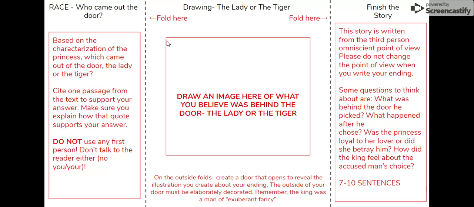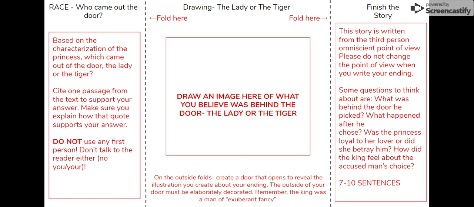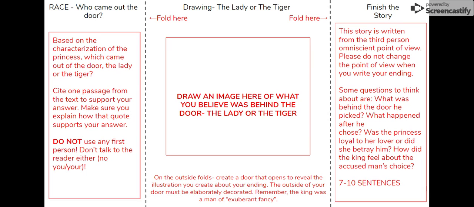On the left-hand side is your RACE response. So remember, RACE stands for restate, answer, cite, explain. So for the restate and answer, you're just going to answer the question of what came out the door. The reason I have this down here about don't use first person or you or your: we don't want to use I think or I believe. We want it to sound like you're very confident about what was behind the door.